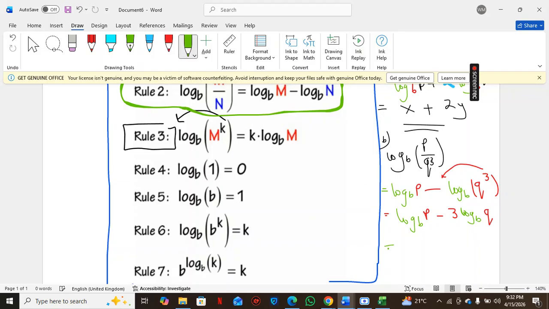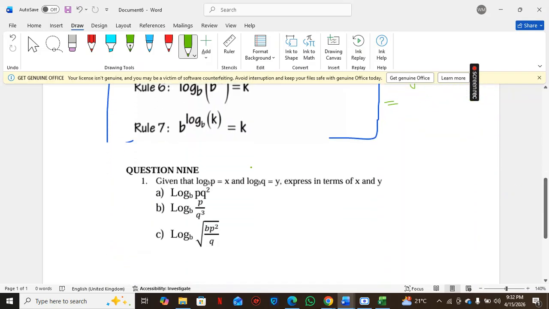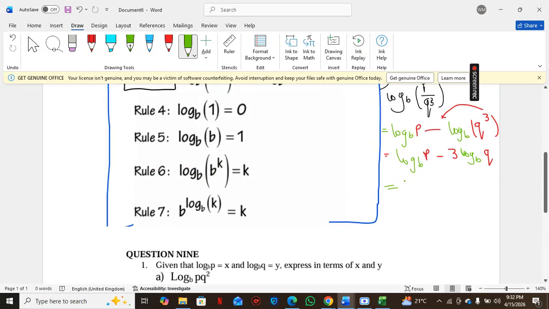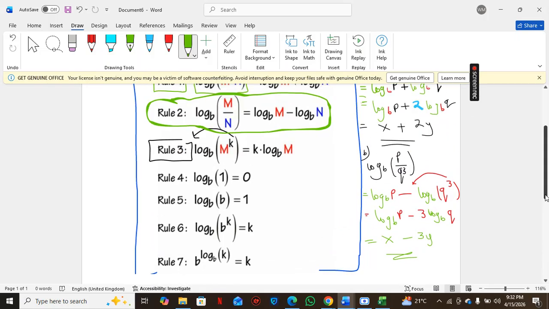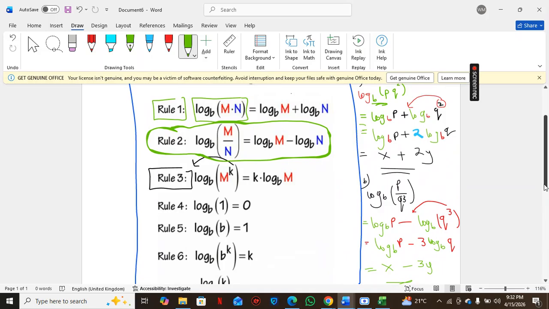So we're going to say log_b p. Remember, according to the question, they told us log_b p equals x and log_b q equals y. So this becomes now x minus 3y. As I said, the secret to these questions is you are applying the laws of the logarithms. That's all that's happening here.